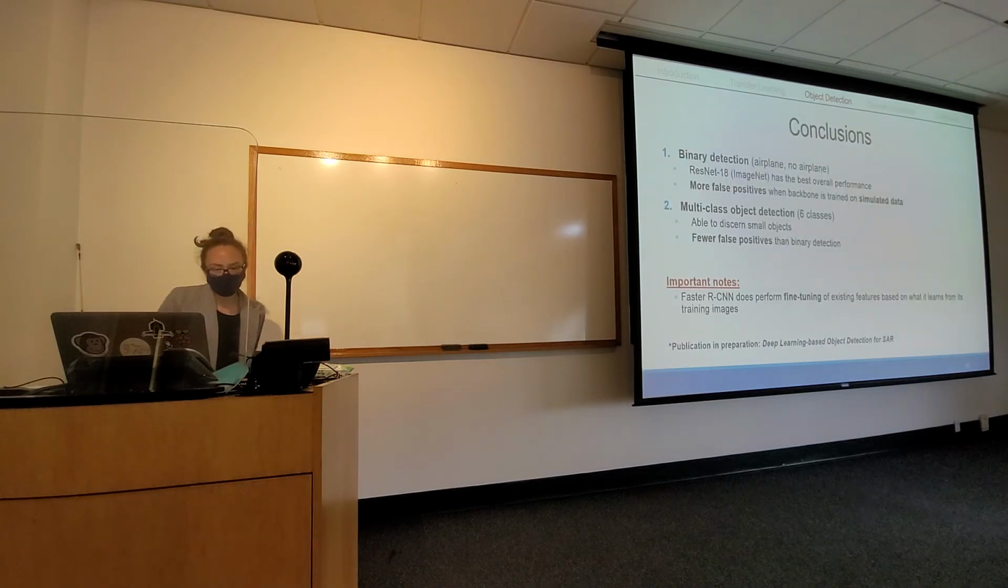So to conclude this chapter, for binary detection where we're just looking at airplane or no airplane, ResNet 18 has the best overall performance. When we use simulated data, there are more false positives. So the performance metric, the mean average precision, goes down because even though I might get 100% accuracy detecting what I want to detect, it's also saying more things are planes than shouldn't be. For multi-class object detection, it's the same thing. And it's able to discern small objects better than the binary detection problem.